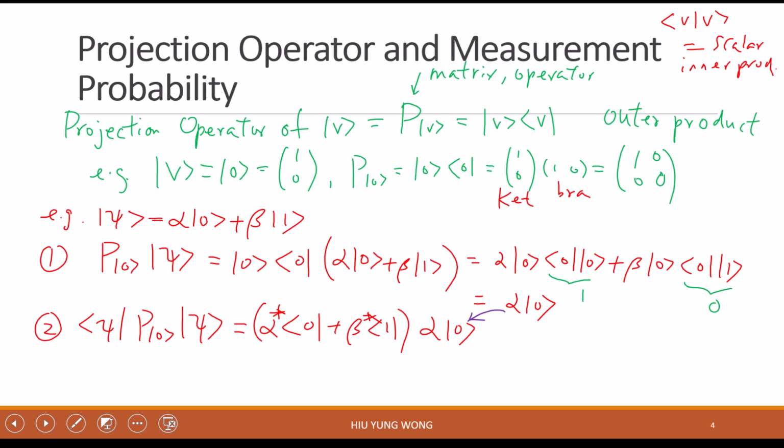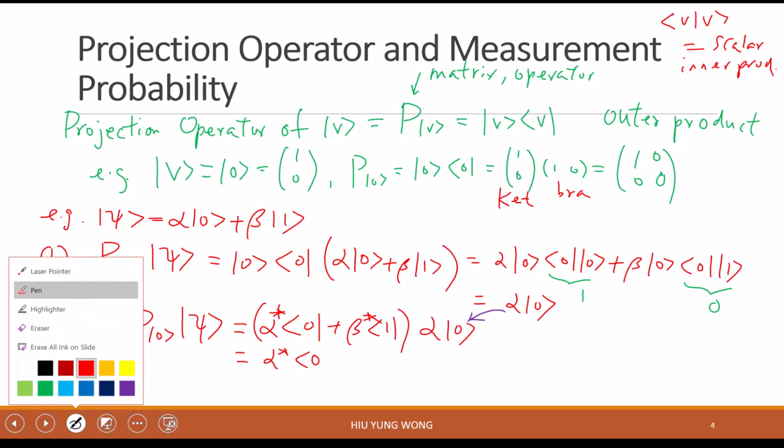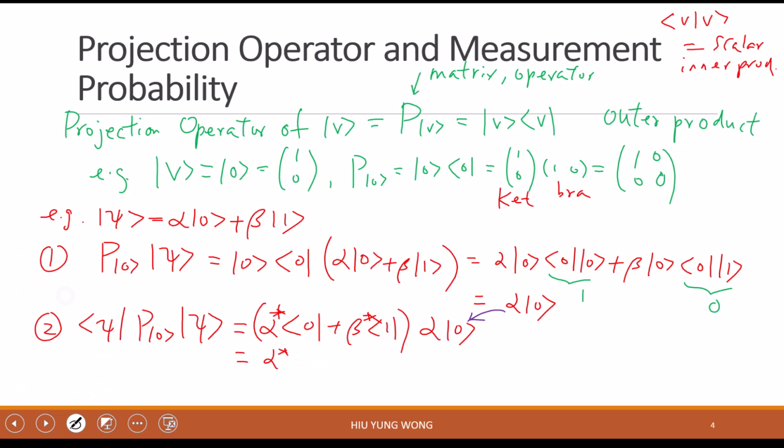This is equal to alpha star 0. Let me just put alpha. I put all the scalars at the beginning. 0, 0 plus beta star alpha 1, 0. Am I correct? Yeah.